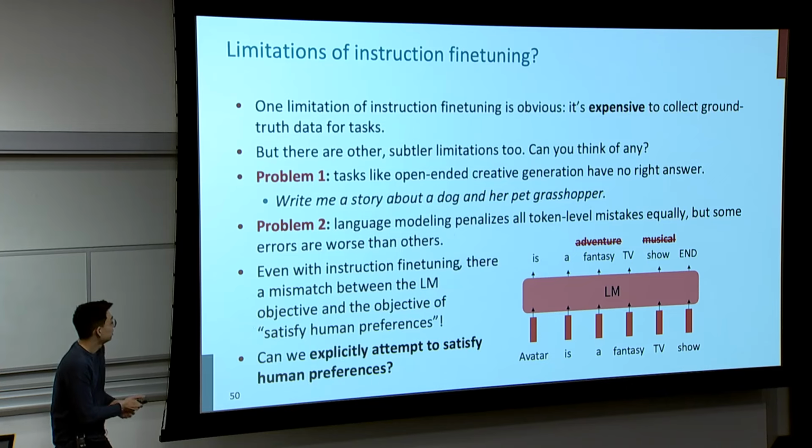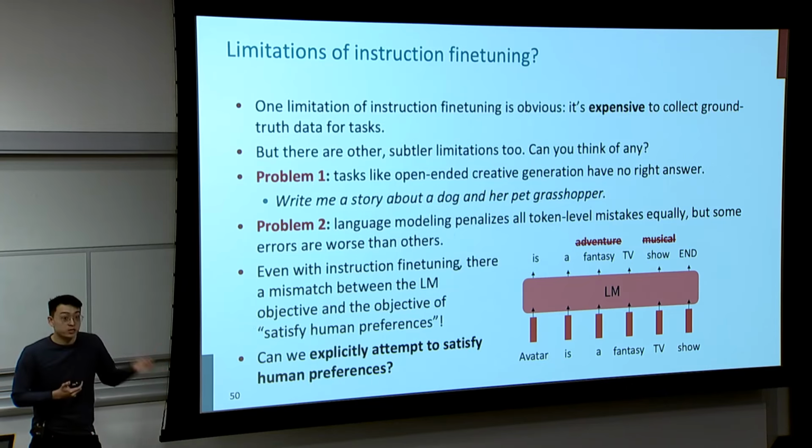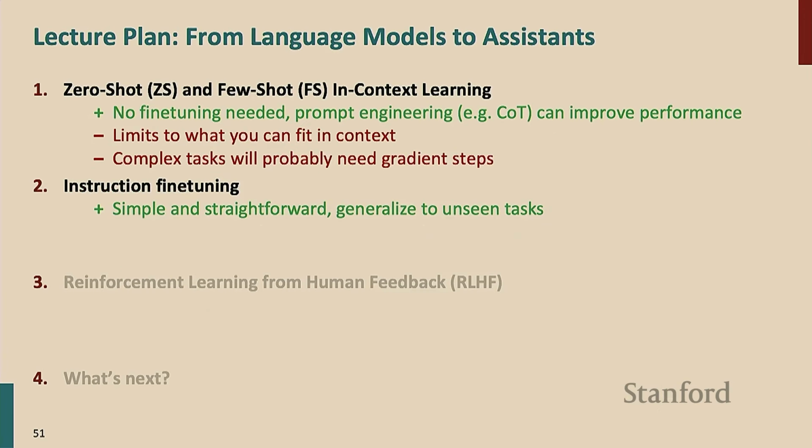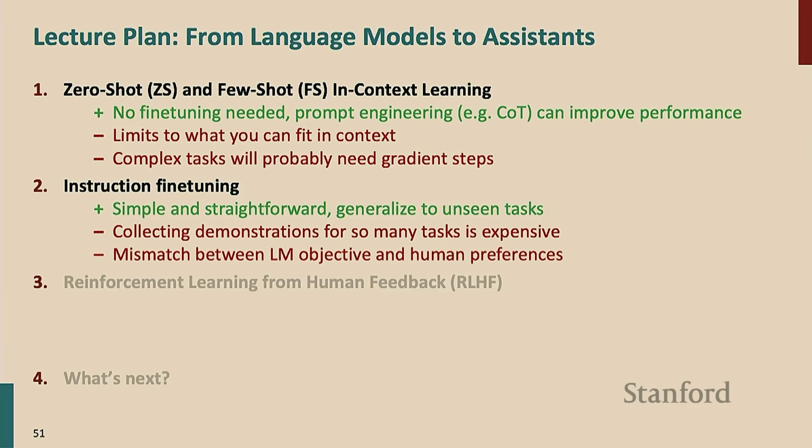Cool. Okay, so in the next part of the talk, we're going to actually explicitly try to satisfy human preferences and come up with a mathematical framework for doing so. And yeah, these are the limitations, as I had just mentioned. So this is where we get into reinforcement learning from human feedback.